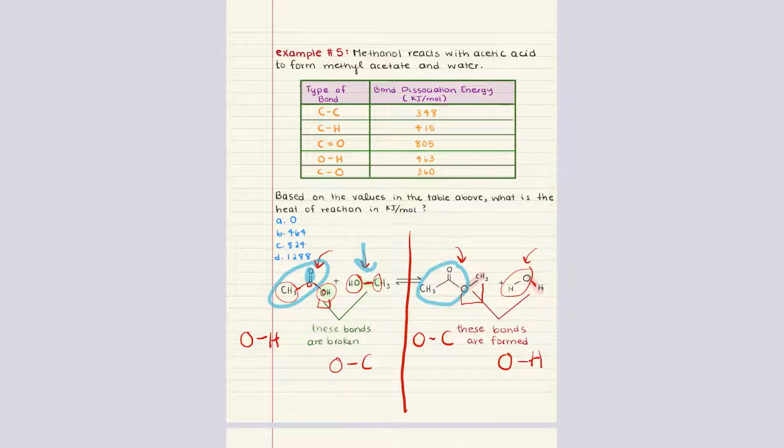water. What you notice is that the same 2 bonds that are broken are the same as the 2 bonds that are being formed in the reaction. We're breaking an OH and an OC bond to form an OH and an OC bond. And therefore, the energy change for this reaction has to be 0 kilojoules per mole. And so the correct answer for problem 5 is going to be A.